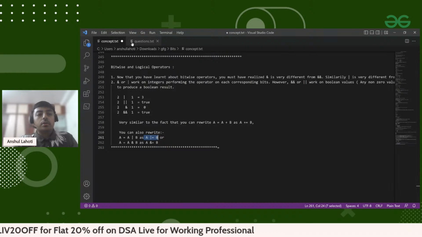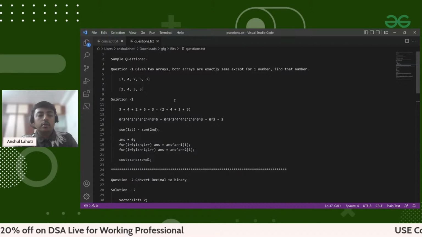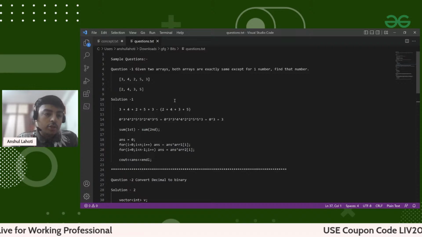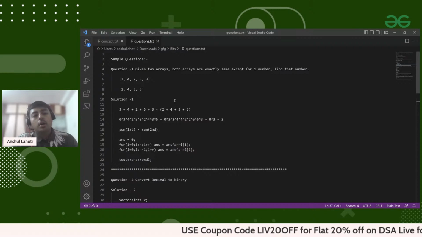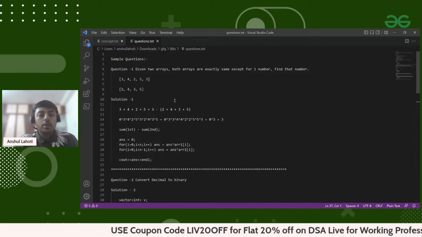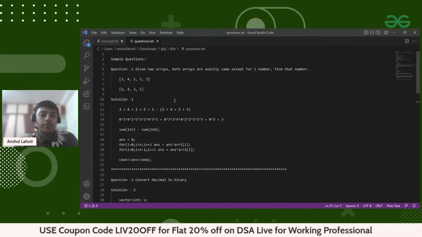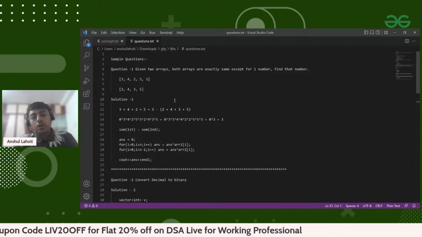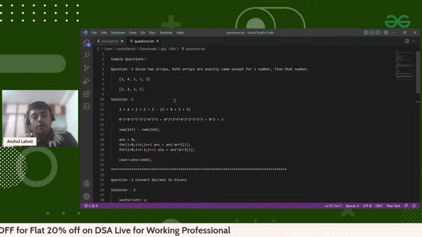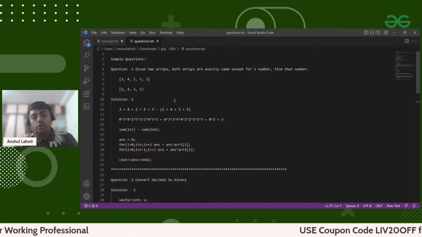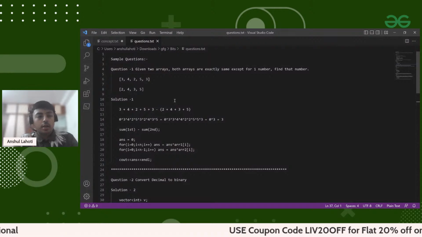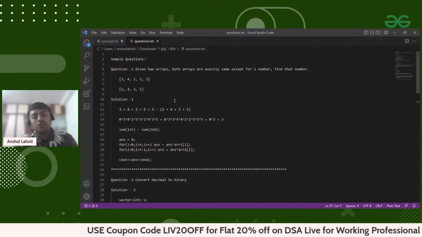So we covered the concept behind the bitwise operators, like what is the difference between the logical operators and bitwise operators, what is the right shift, what is the left shift. Now let's use those concepts here and solve some questions. I have some very interesting questions for you.